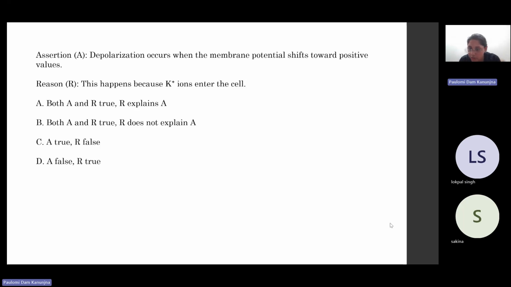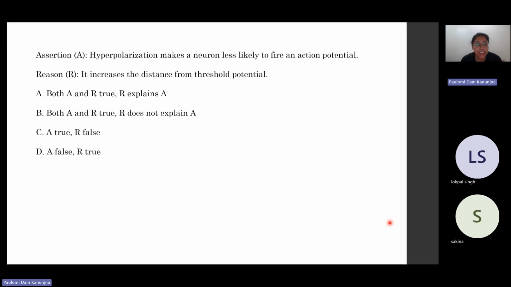Okay. So I've got C and C. C, that's fantastic, right? Why? Because we know what is coming inside the cell, Na plus is coming inside the cell, right? By now, we have done so many questions that I am sure you would have become very well versed with this topic. Next, hyperpolarization makes a neuron less likely to fire an action potential. It increases the distance from threshold potential. Very easy question.